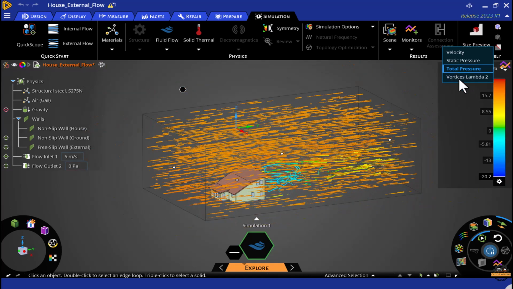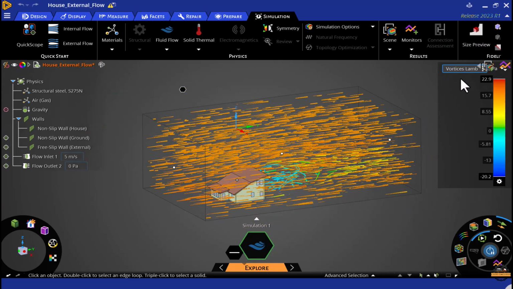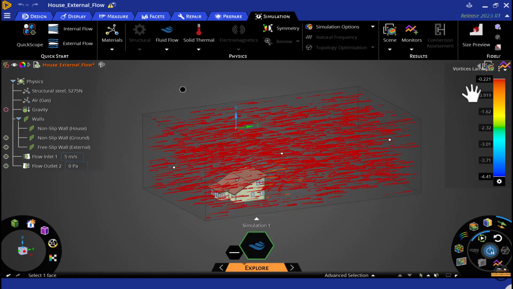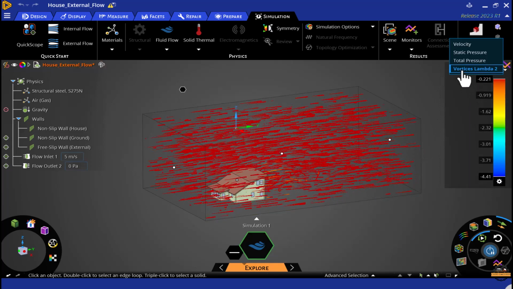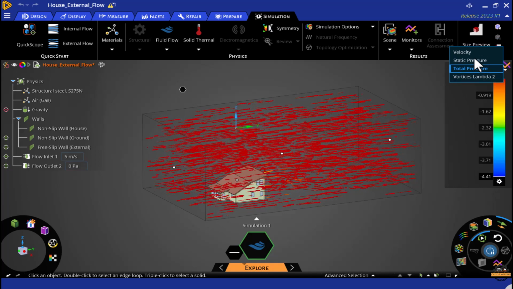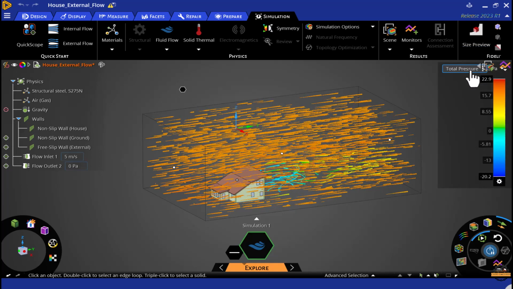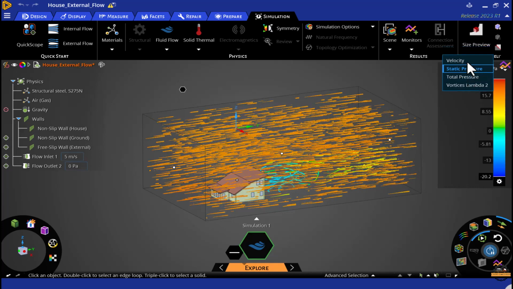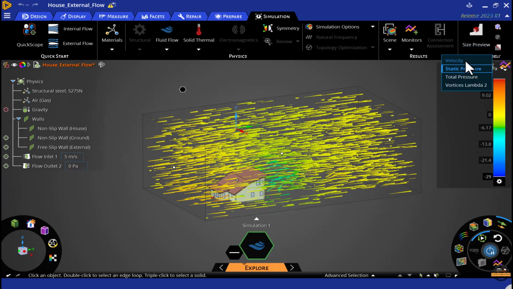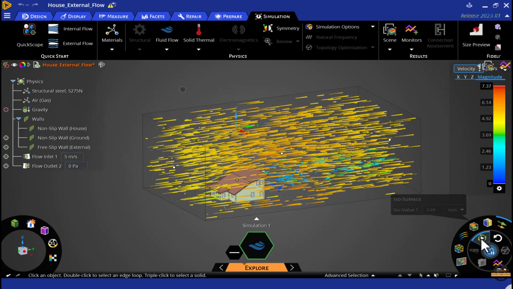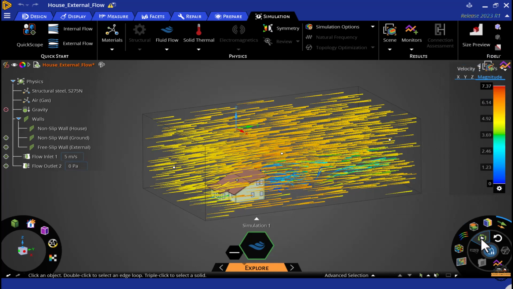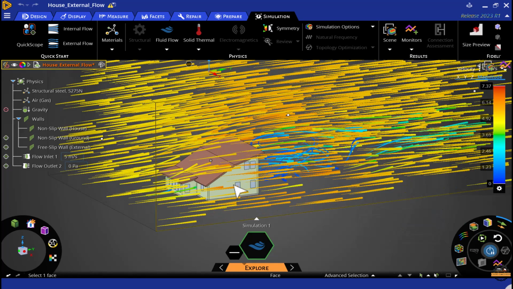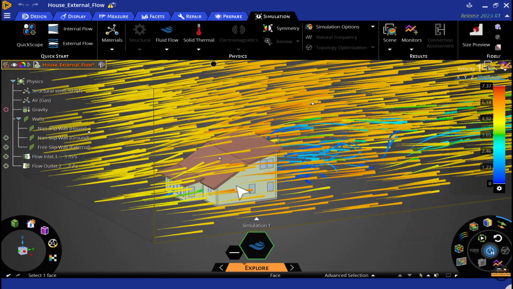We can also see what this slam board is. So this is how we can see all the results: total pressures, static pressures, and the velocities. We can stop the animation also, and if we want to see by zooming, you can see that also.